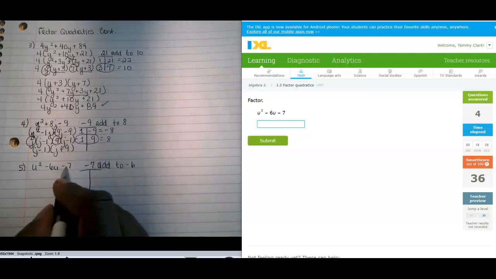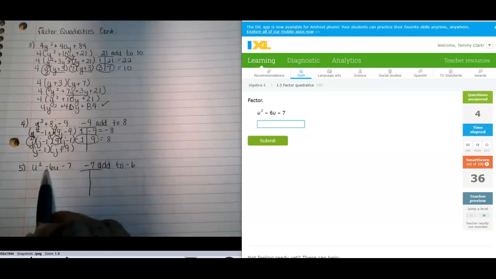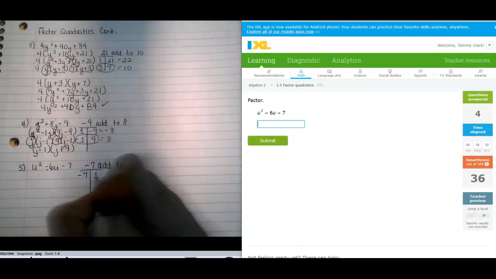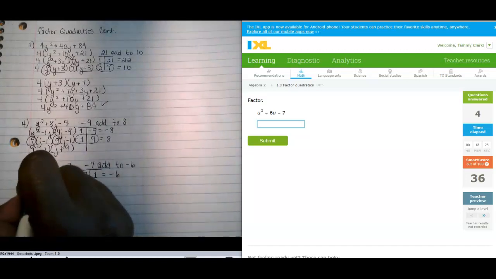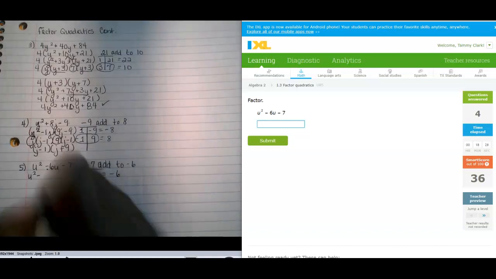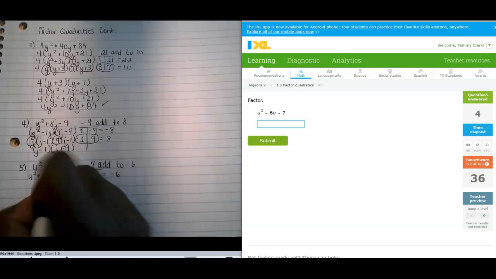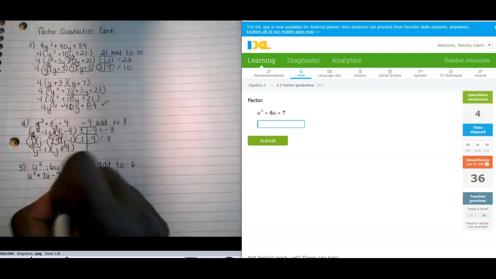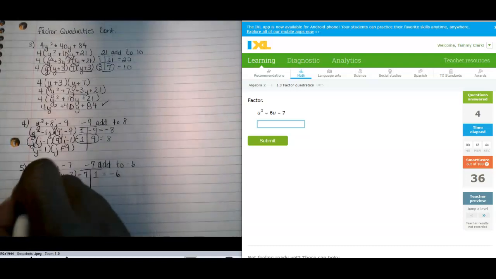Well, both of these are negative, so one factor has to be negative and one has to be positive, and the larger one's going to be negative because this middle term is negative. The factors of 7 would be negative 7 and positive 1. That gives me negative 6. So we do u squared, I'm going to do the plus 1 over here, it'll just be easier, plus 1u minus 7u minus 7. Again, group your terms together.